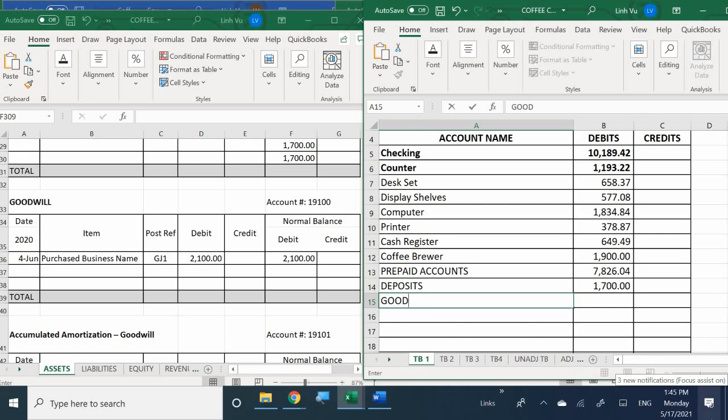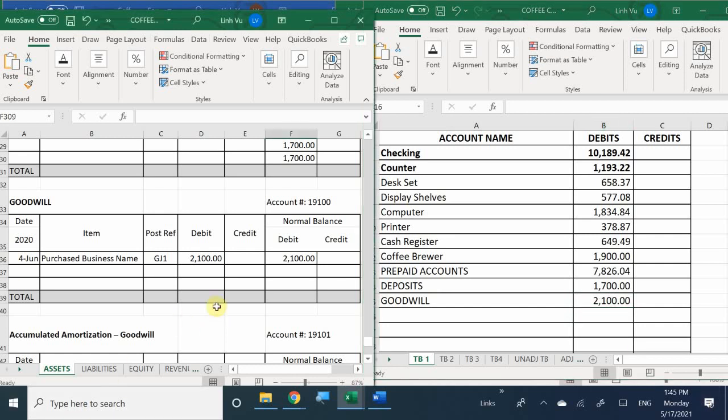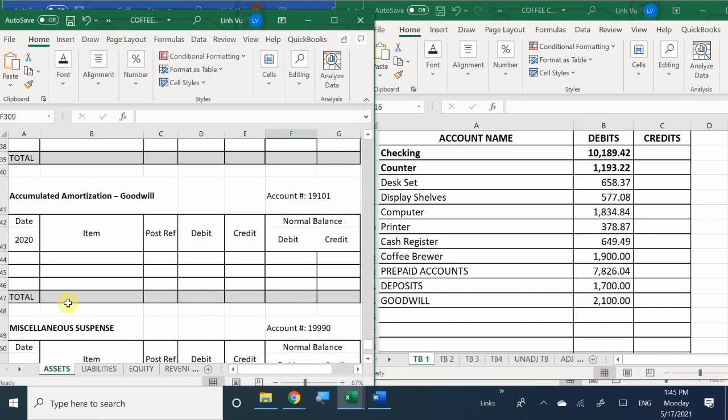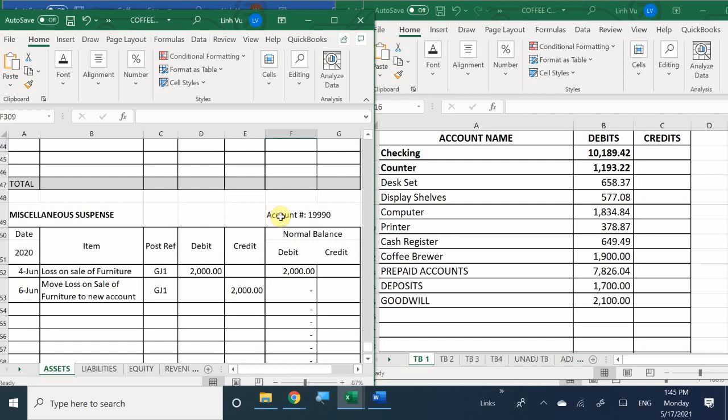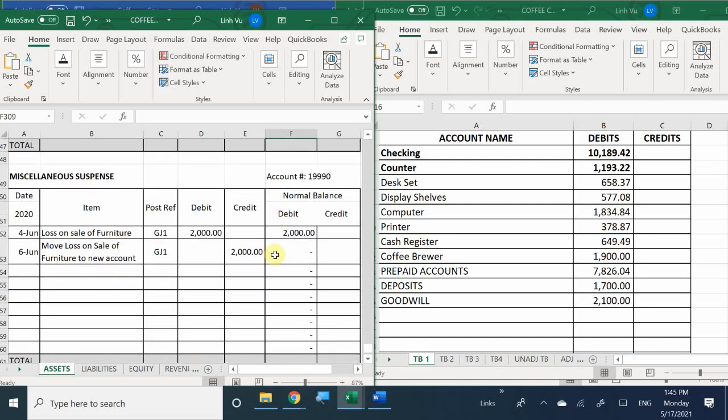Yes, because that was when we acquired the company. So therefore, we should have goodwill for 2100. Okay. All right. Again, we will be amortizing goodwill sooner or later. Okay. And then last but not least, do we have miscellaneous expense?